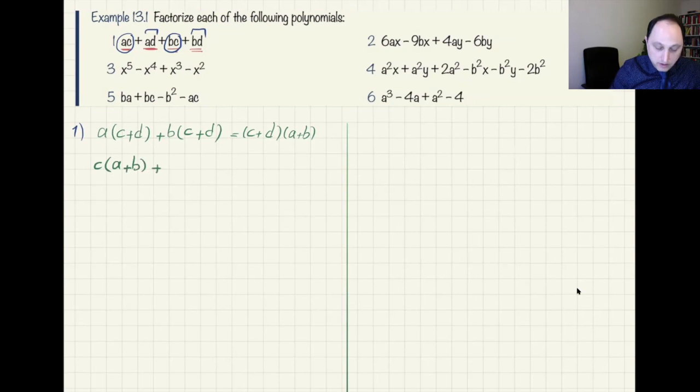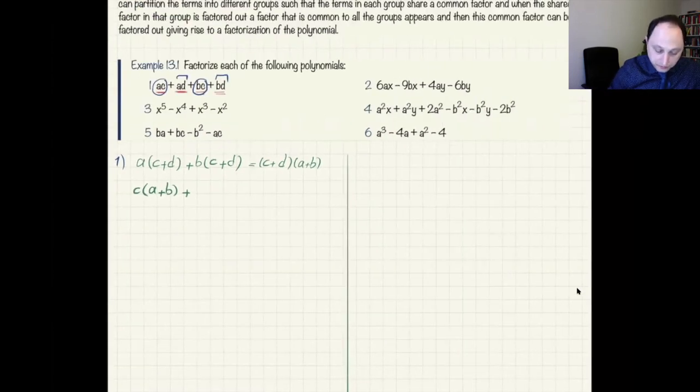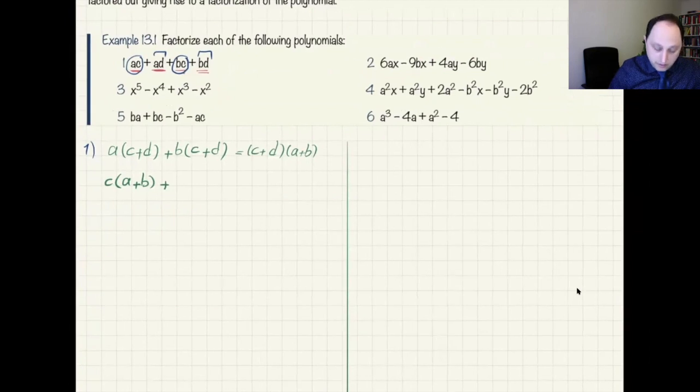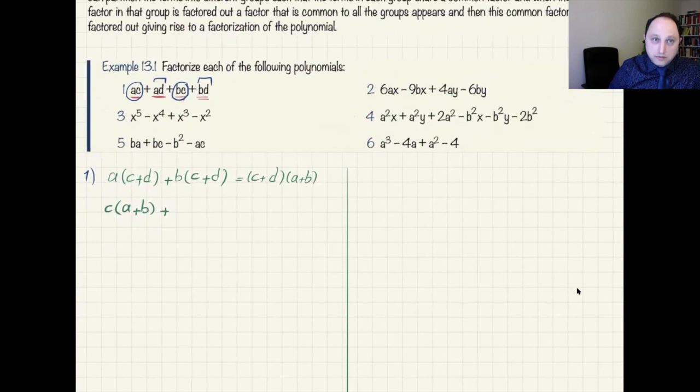Plus, in the other group, I can factor D out. So this becomes D, and then it becomes A plus B. So this is also considered to be a good grouping, partitioning. Why? Because now a new common factor, which is common to all the terms, emerges. This time it is A plus B. So what can I do? I can pull A plus B out now, then I will get C plus D. And then you see that they are exactly the same. So this is a factorization of this polynomial.